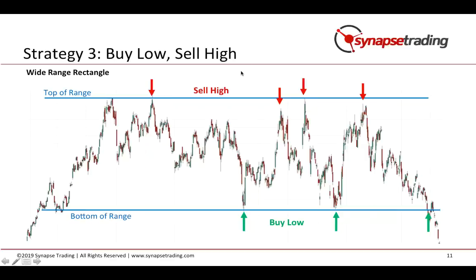So one of the strategies to trade the wide range rectangle is really to buy low and sell high, right? A lot of people might have heard of this strategy, it's a common term that's been bandied around: buy low, sell high. But people don't realize that it actually tends to work best in a wide range, right? When the market is trending strongly, you want to buy high and sell higher, right? So this buy low sell high doesn't really work in a trending market, but it works very well in a ranging market, right? Such as this wide range rectangle.